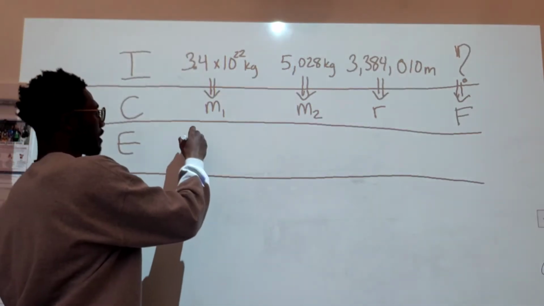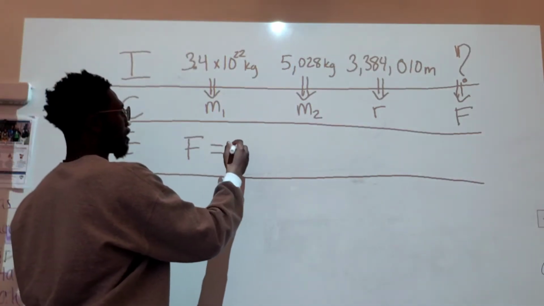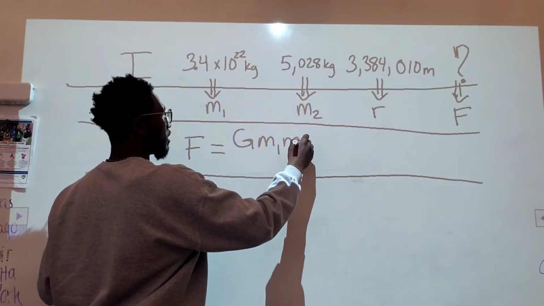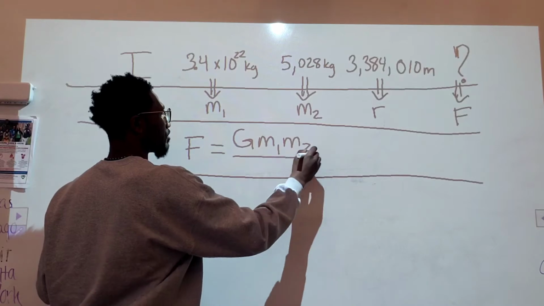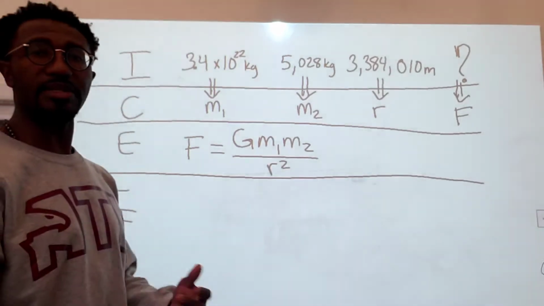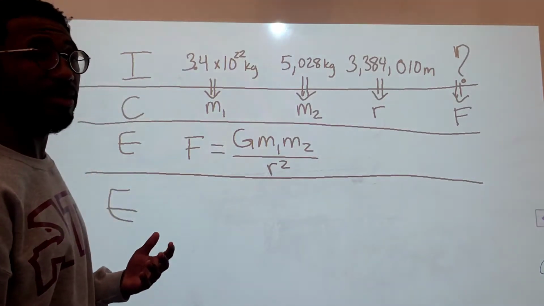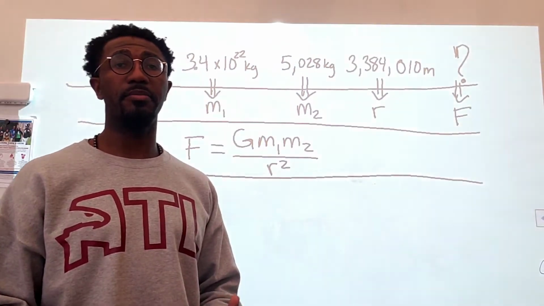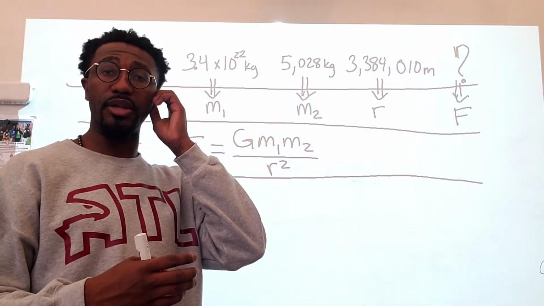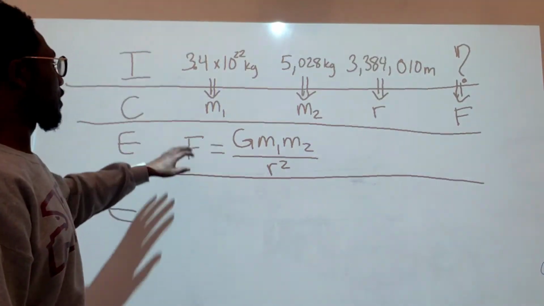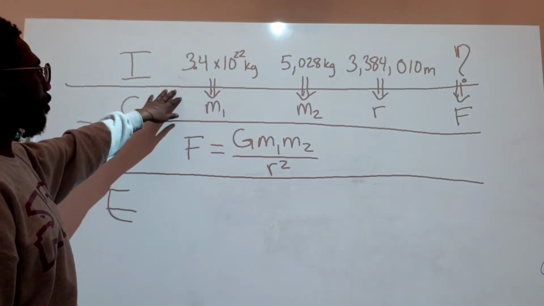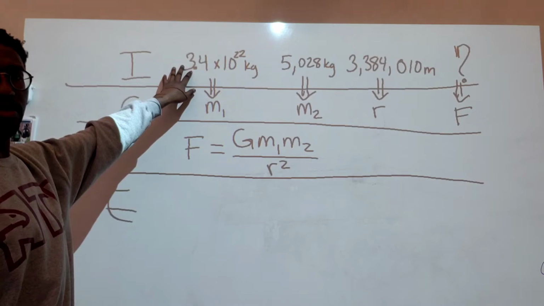So for us, that's going to be force equals Newton's gravitational constant times m1 times m2 divided by r squared. Okay? So that's the equation we're going to use. Sometimes you might need to use two equations to solve a problem, but so far here we're only dealing with single equation problems, okay? So we have our equation selected. We know what each variable in the equation is going to be.